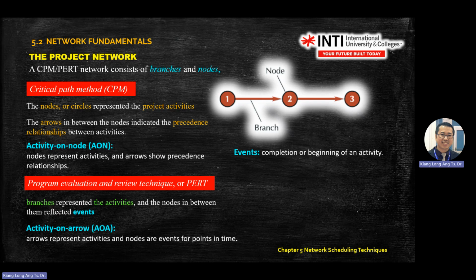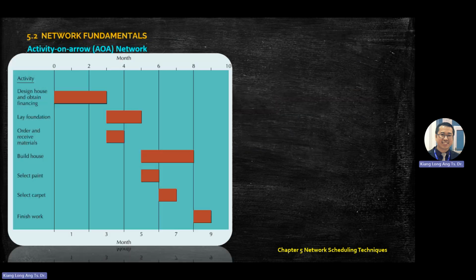So if the question asks you to draw or sketch a network based on AON, then we expect the activity is on the node, on the circle. If you write your activity on the arrow, then wrong. Means the whole chart or whole diagram is wrong. Okay, so I'll give you an example.